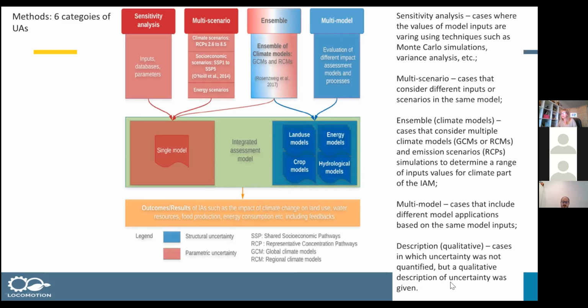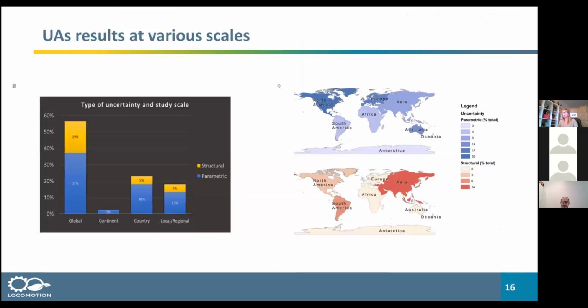And then we had the last category, because more than 20% of our studies had uncertainty described only in a qualitative way, which was surprising, but we still had to take it into account. If we look at the results in terms of scale, most of our studies were at global scale, and most of them were mainly calculating parametric uncertainty, but some were also calculating structural uncertainty.